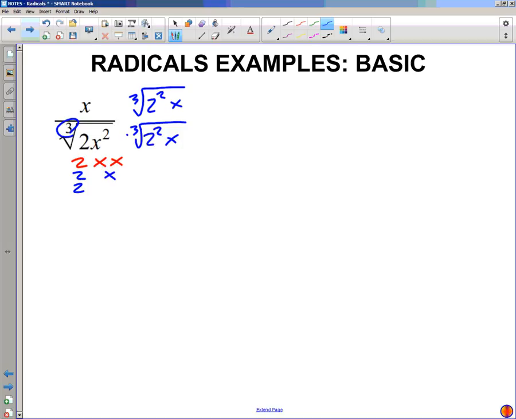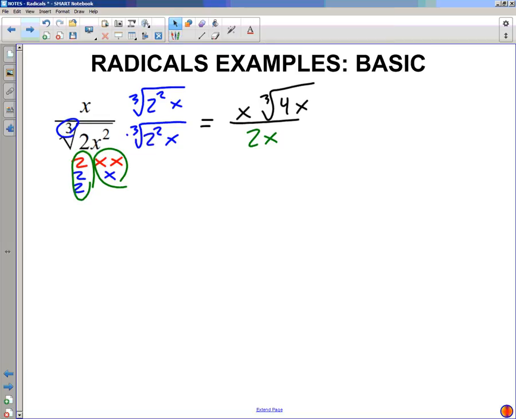All right, once I've done this, now we've got a group of 2's on the bottom, a group of x's on the bottom. We can bring both of those out. There's going to be nothing left inside of our radical at this point. So we've gotten rid of the radical. On the top, we got an x. We got a cube root of 2 squared would be 4, and an x up there as well. Let's see here. Can we cancel anything? I've got an x on the top and an x on the bottom that are both outside of the radical. So yes, we should be able to cancel those guys out, and that'll get us to our final answer then. We got the cube root of 4x over 2.